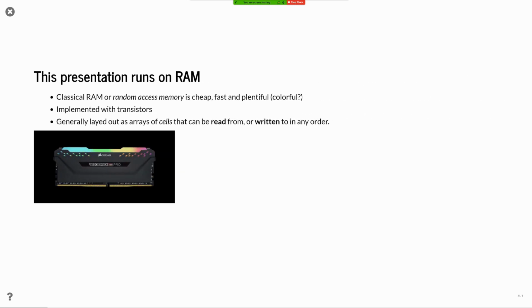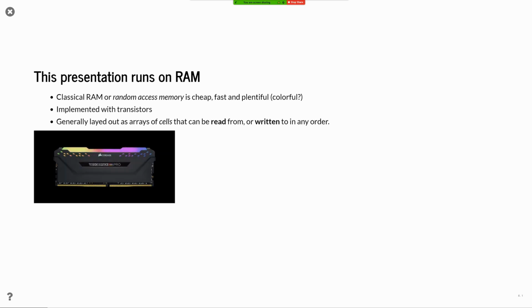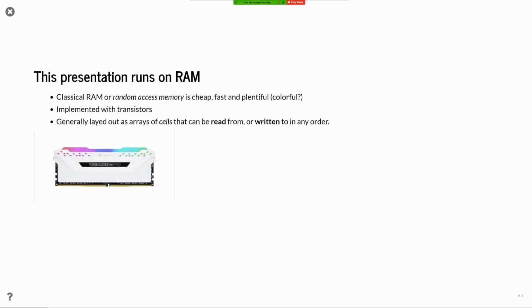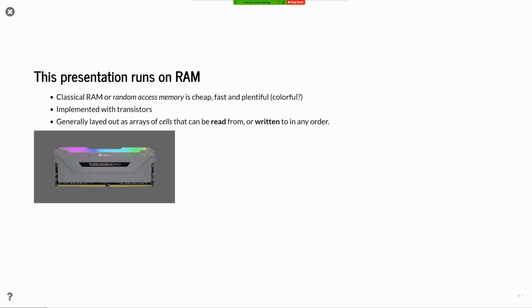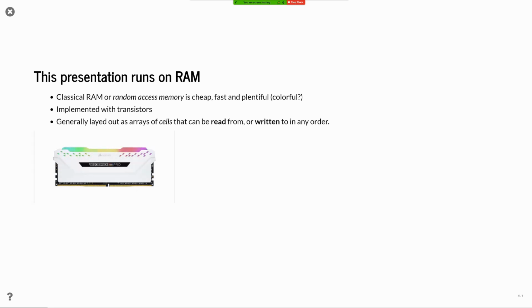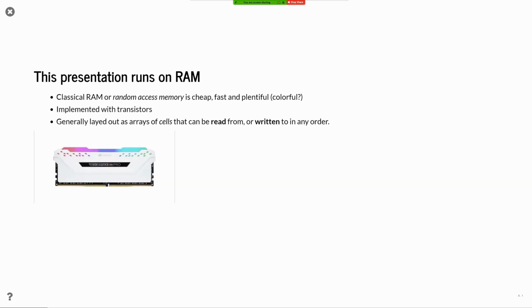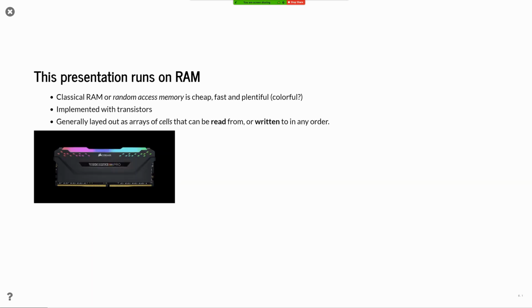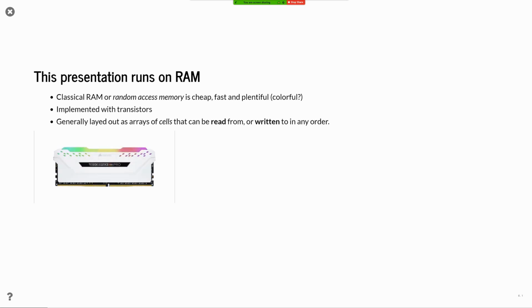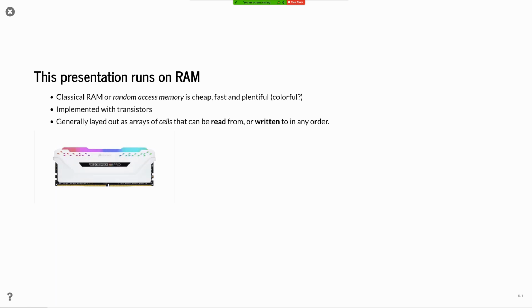A quantum memory problem. This presentation is running on RAM. In fact, very rainbowy RAM, kind of like the one in the GIF here. But regular RAM is really cheap, fast, and you can find it almost everywhere. In general, it's laid out as an array of cells that you can read from and write to in any order. So this is obviously a very, very useful piece of hardware for classical computing.